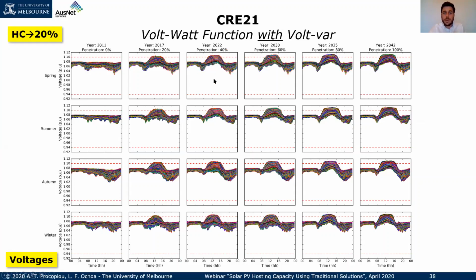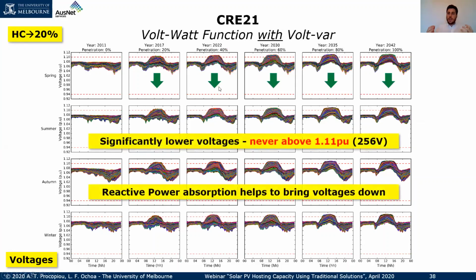And what we can notice here is that the magnitude of the voltages is reducing significantly compared to the previous case. And not only that, the number of customers that are actually facing voltages above the limits is significantly lower. And on top of that, we also see that the magnitude of the voltage level is never going above 1.11 per unit, even at the worst case scenario.